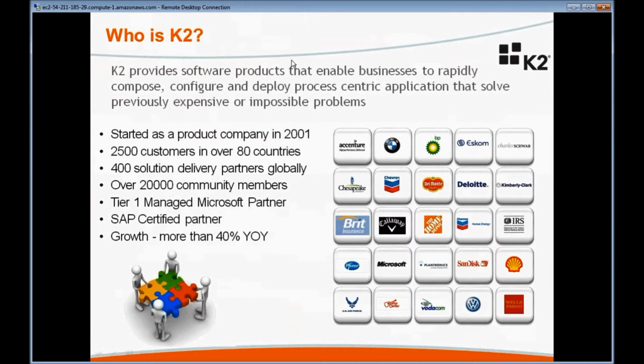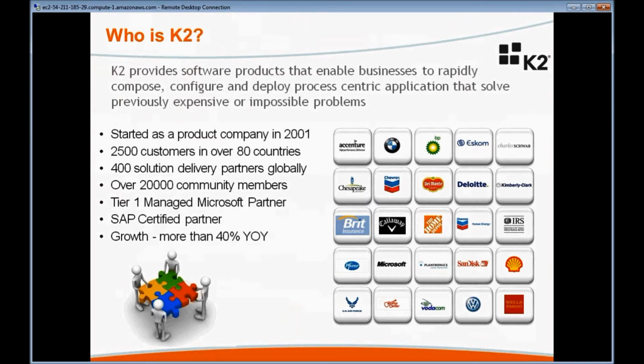So who is K2 and what does K2 do? K2 is essentially a platform for automating business process applications. The K2 suite of tools enables businesses to rapidly compose, configure, and deploy those process-centric applications, as well as integrate with tools such as CoSign.